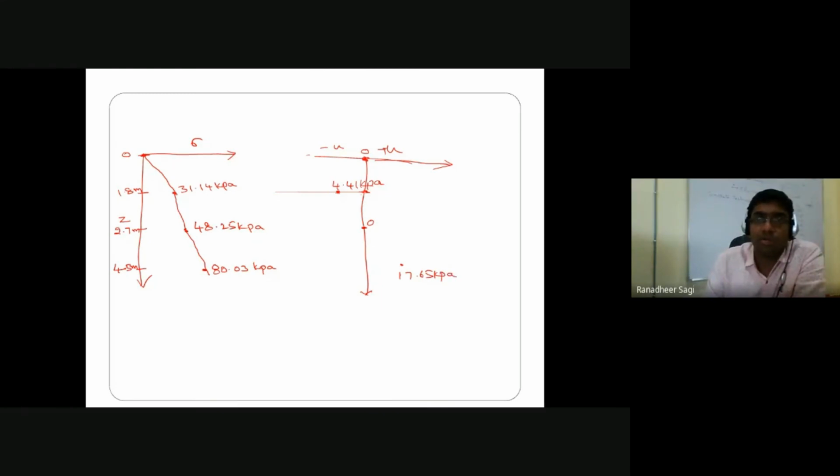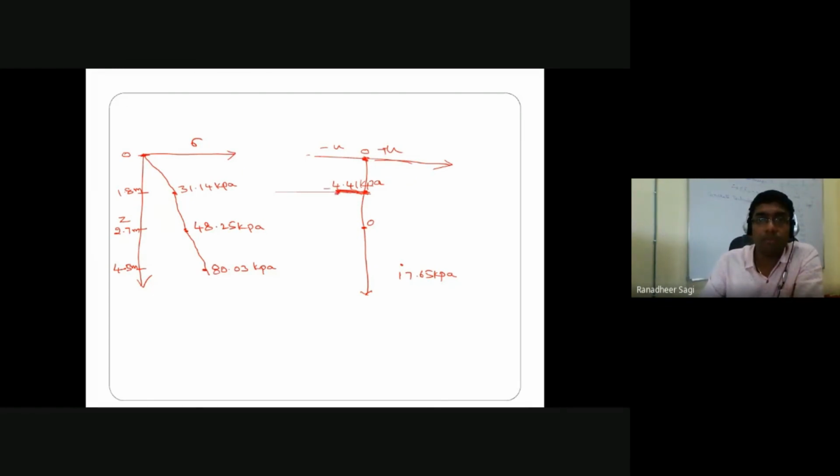So look at how we are going to be joining. Just slightly above the point B, it was 0. Just slightly below the position of point B, it is minus 4.41. So there itself, I have a sudden variation in the pore water pressure value. It is going from 0 to minus 4.41 kilopascal.